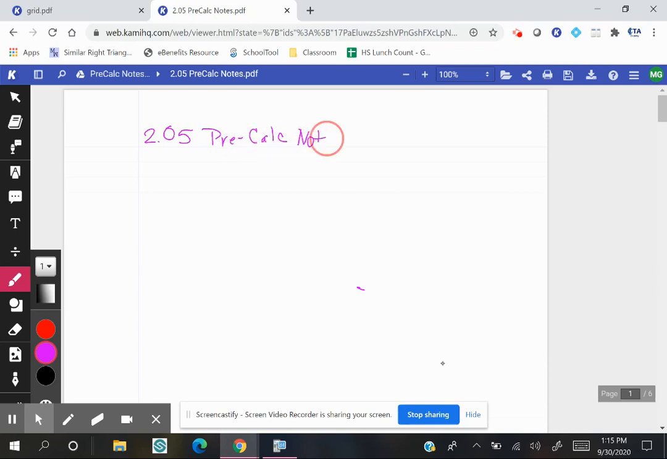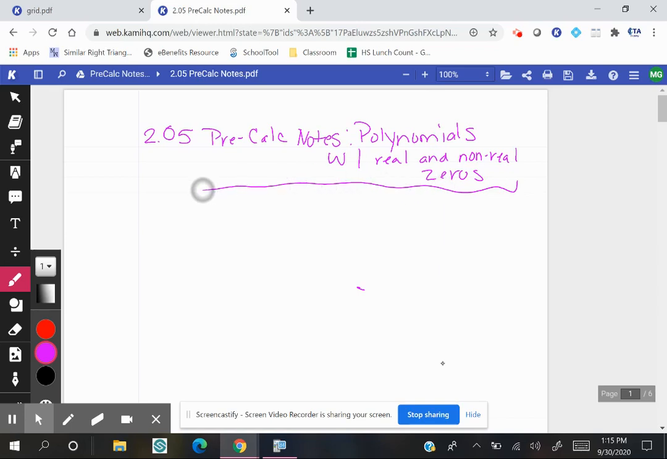PreCalc. We are talking today about polynomials. So more of what we did last class, and we're going to continue that for the next couple of days. So polynomials with real and non-real zeros. Okay, let's talk about the linear factorization theorem.